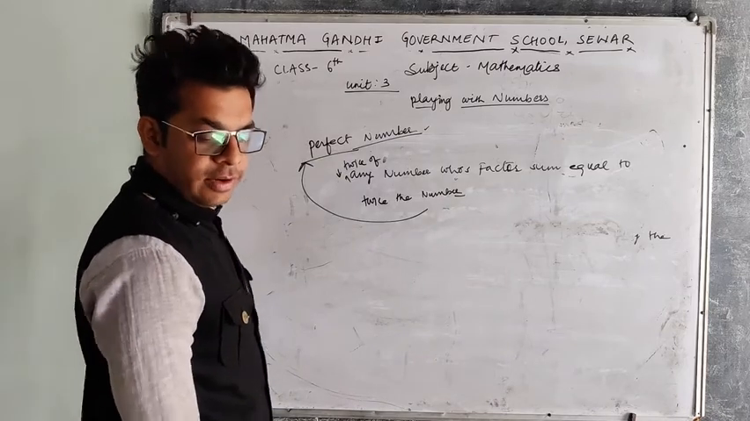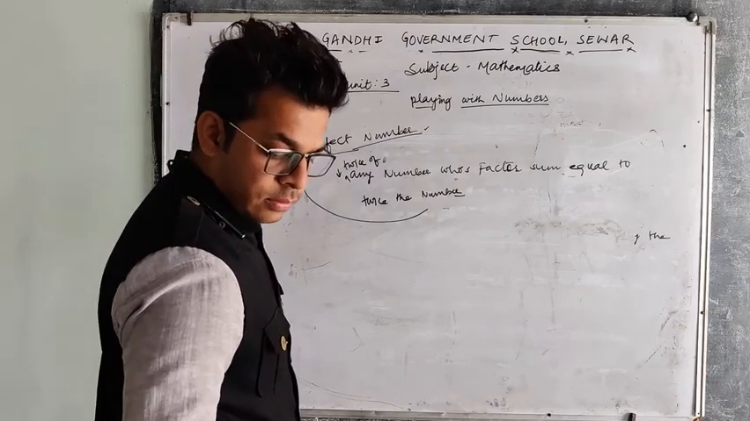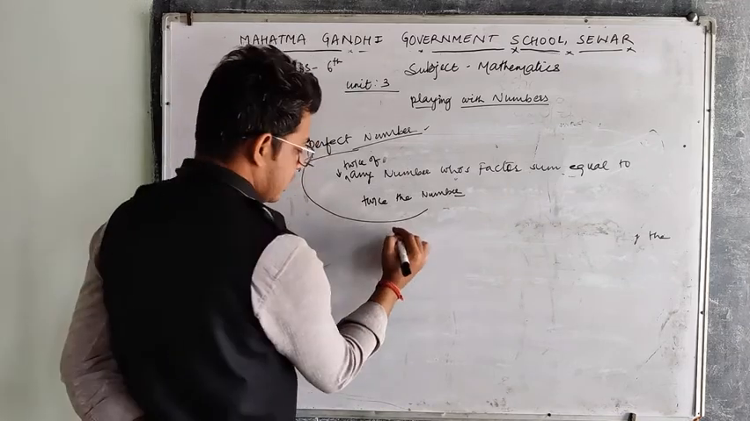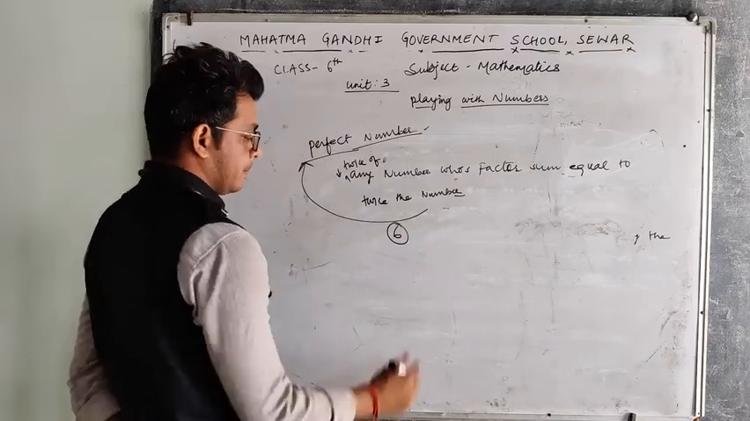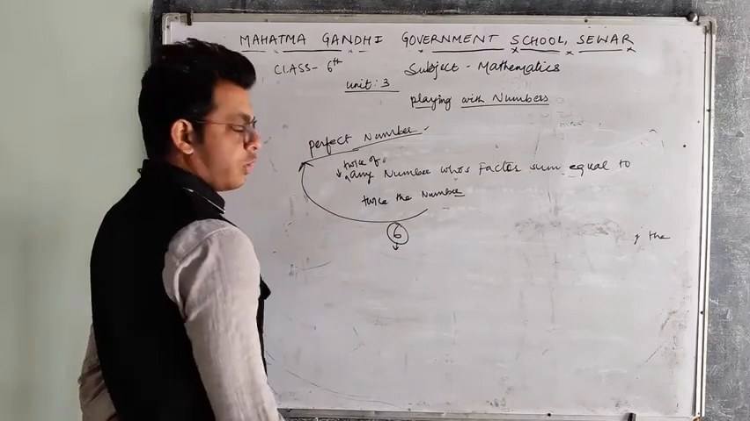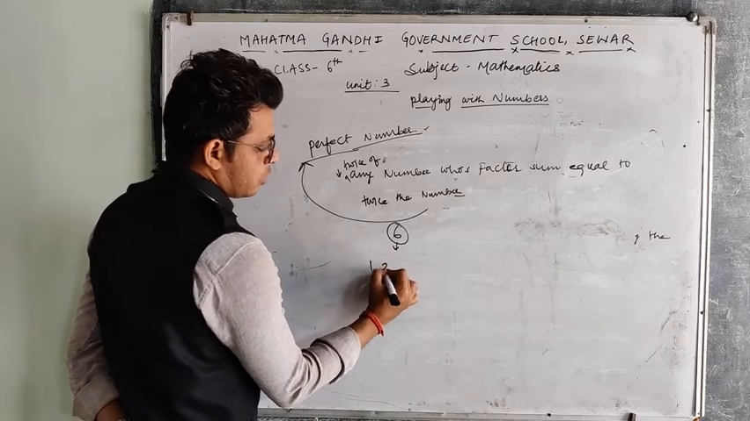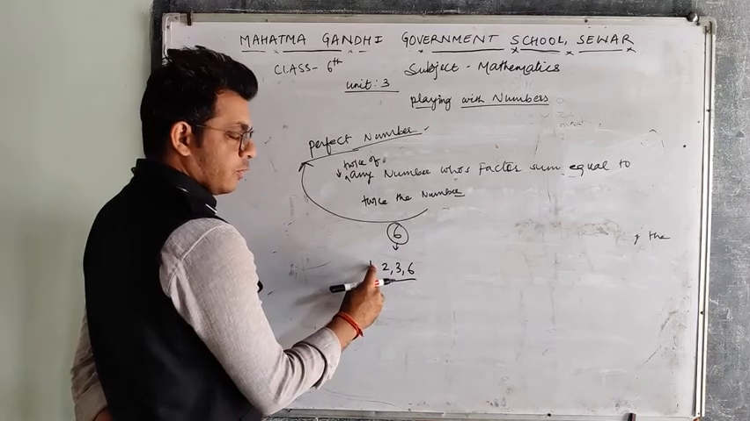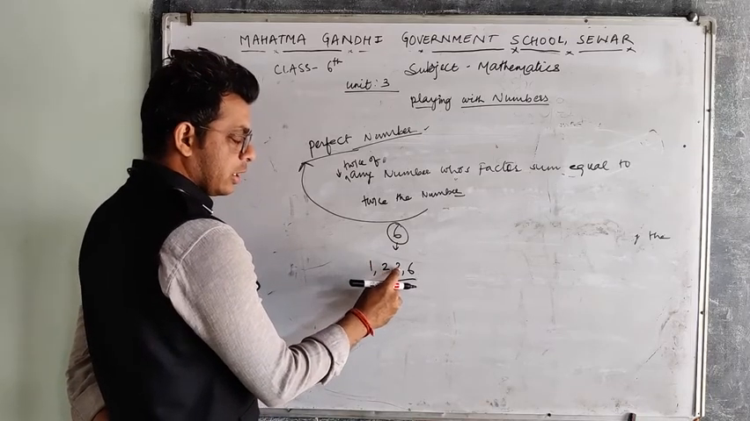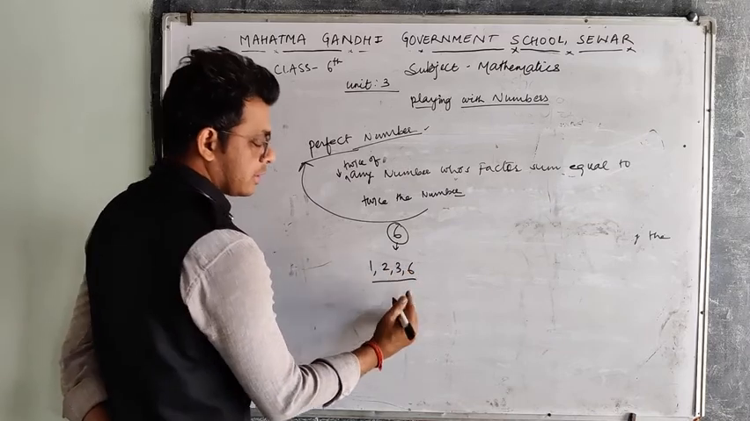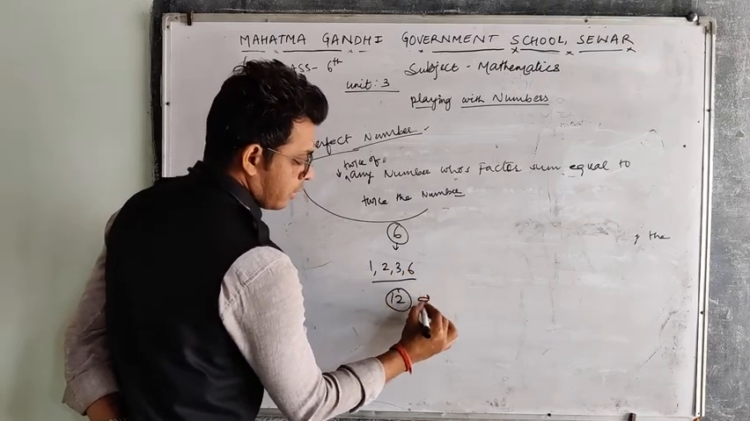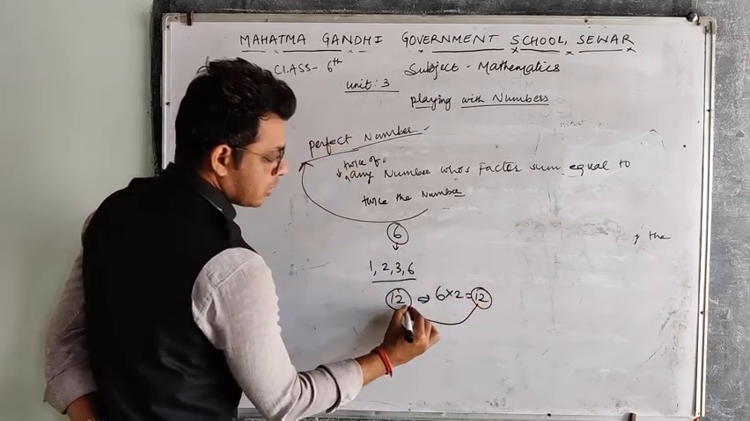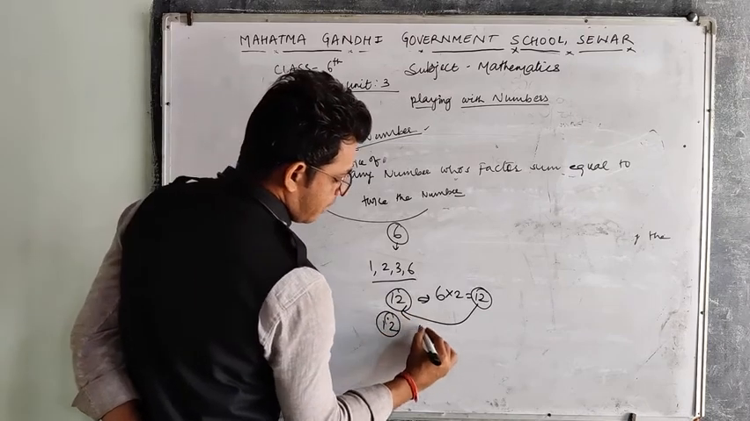If I take 6, is it a perfect number or not? What are the factors of 6? 1, 2, 3 and 6. So 1 plus 2 plus 3 plus 6 is equal to 12. And twice of 6 is 12. It means 6 is a perfect number.